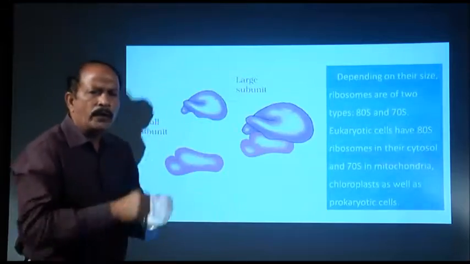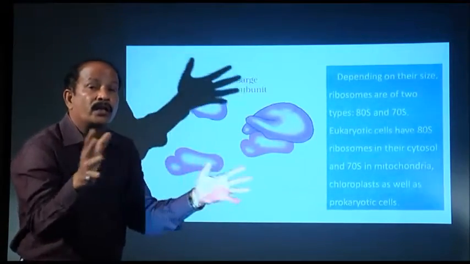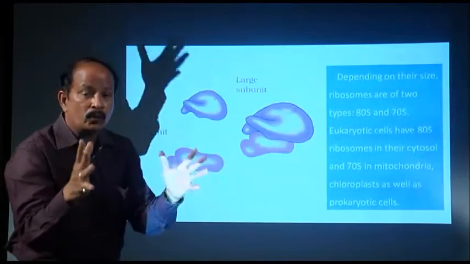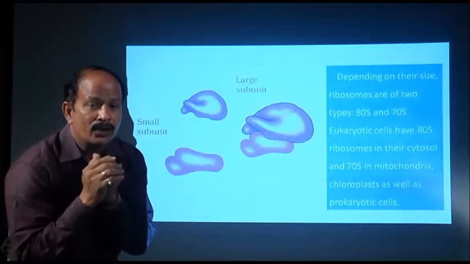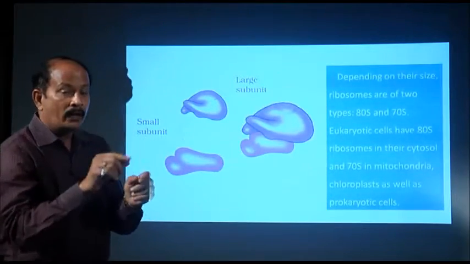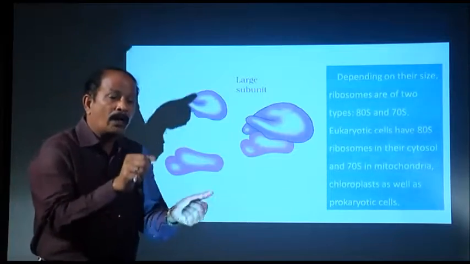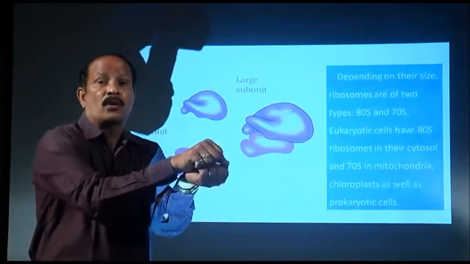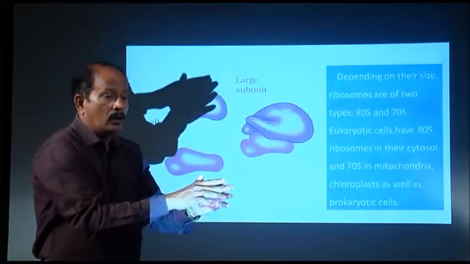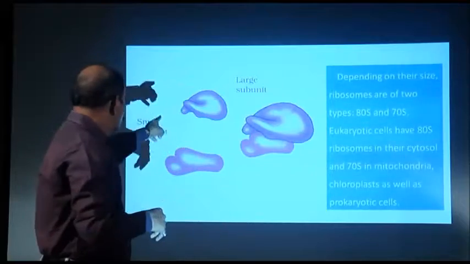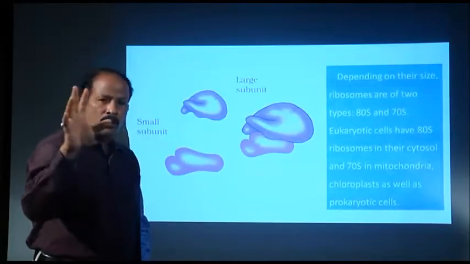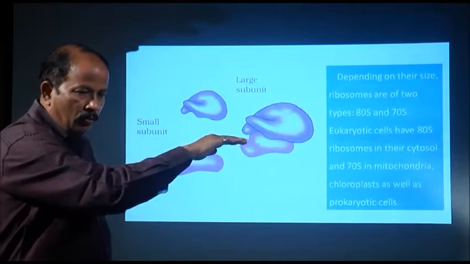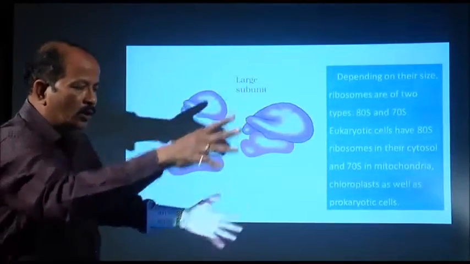So, normally when not engaged in protein synthesis, they are in dissociated form, they are in free form, they are not attached. The complete ribosome you will not find if they are not engaged in protein synthesis, but when messenger RNA comes and they go and bind to the messenger RNA, then only the complete ribosome assembles or forms. So, when not engaged in protein synthesis, subunit forms exist, and the complete ribosome occurs when they are engaged in protein synthesis, being attached to the messenger RNA.